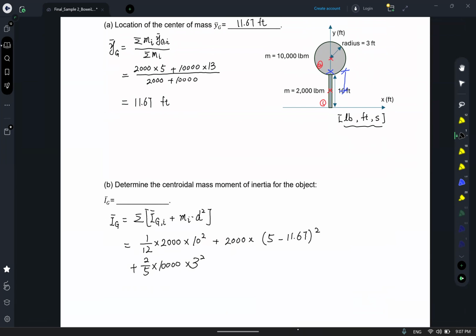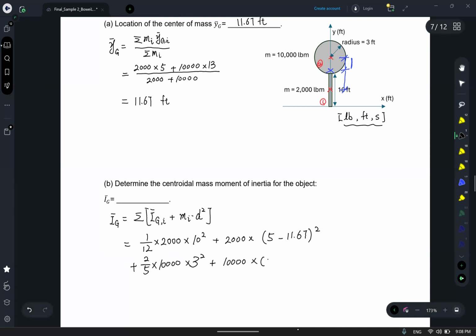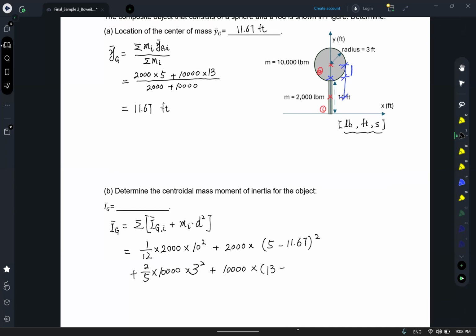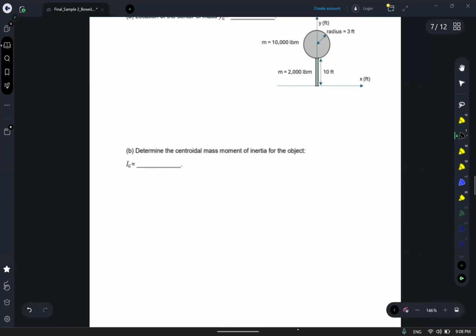And then plus the total mass of the sphere times the square of the distance between the center mass of the sphere and the center mass of the object, right? It is this distance here, and it can be similarly evaluated as the difference between the y coordinate of the center mass of the sphere, which is at 13 here, and the coordinate of the center mass of the object, 11.67, squared. Okay, now we can go ahead and evaluate that.